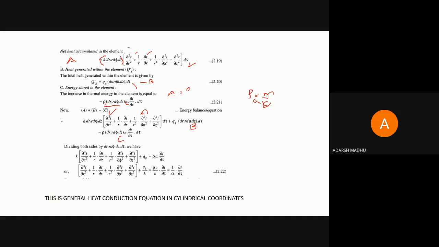So the net volume dr r d phi dz, we are cancelling the three terms here, here and here. Okay, the remaining term will be k into this term, dou square T by dou r square plus 1 by r into dou T by dou r plus 1 by r square into dou square T by dou phi square, plus qg. Qg is the only term remaining here. Qg equal to rho into c into dou T by dou tau.